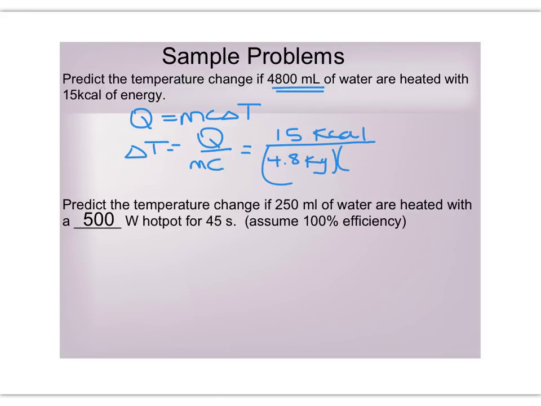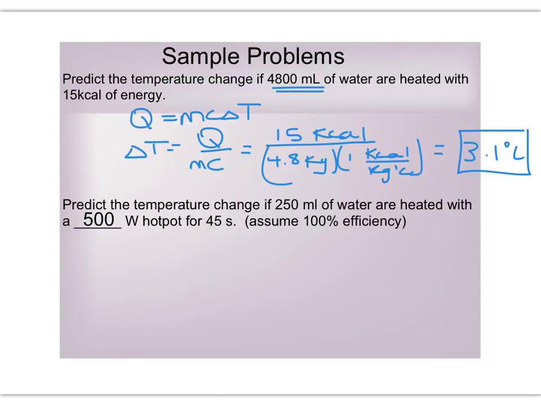And then the specific heat of water in joules per kilogram degrees Celsius is 4,186. But since I have kilocalories here, I know that the specific heat of water is 1 kilocalorie per kilogram degrees Celsius. So I'll save myself some time. And I end up getting that the increase in temperature is 3.1 degrees Celsius.